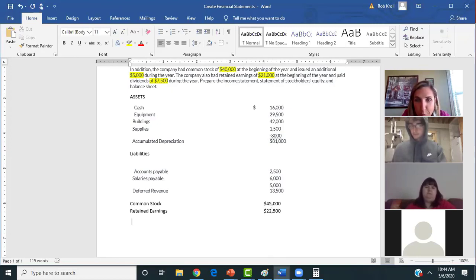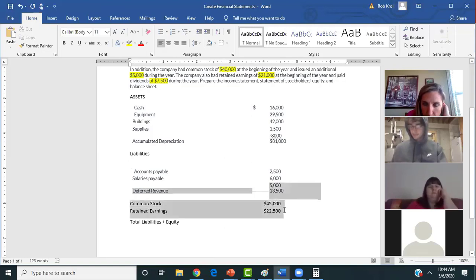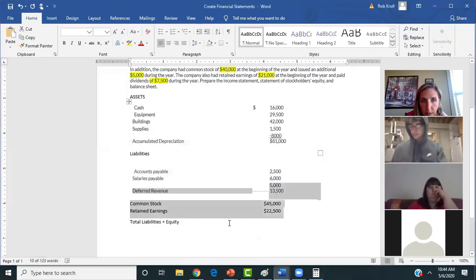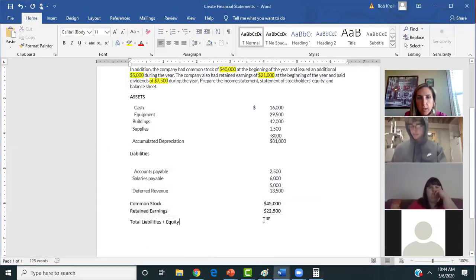I really hope this balances. I didn't do this math before I got on here. So the total liabilities plus equity would be, if I add up the 13,500, the 45,000, and the 22,500, hopefully $81,000. Yes, it did balance. So what I did there at the end, when I added up the total equity with the liabilities, was just that 13,500 plus the 45,000 and the 22,500.